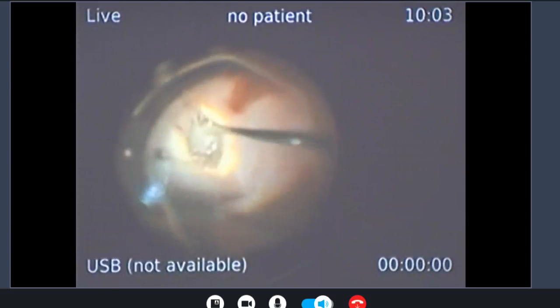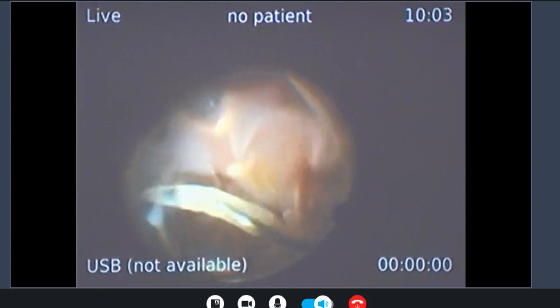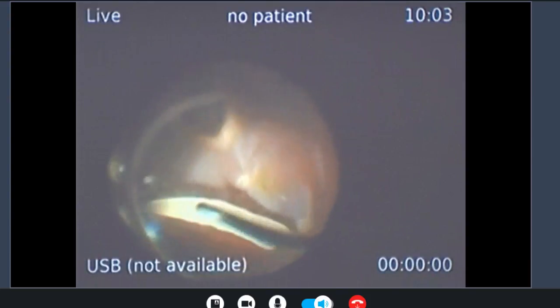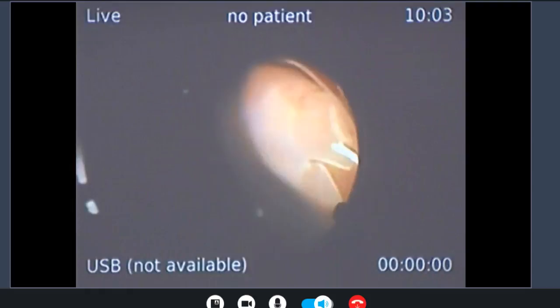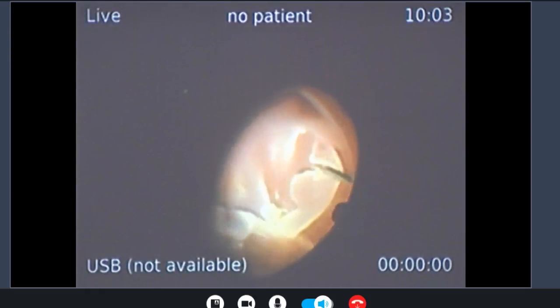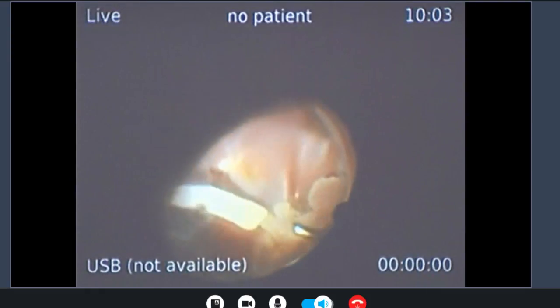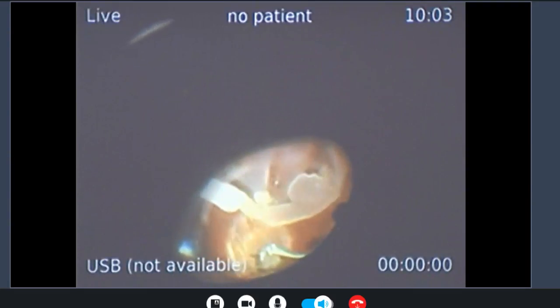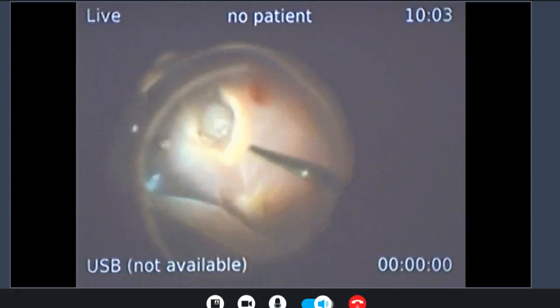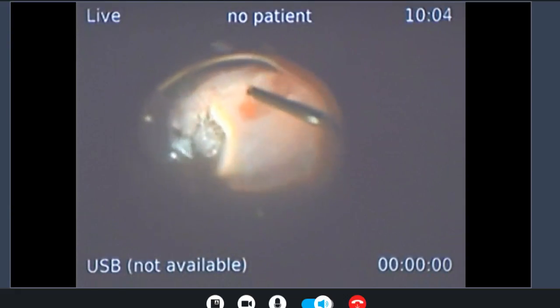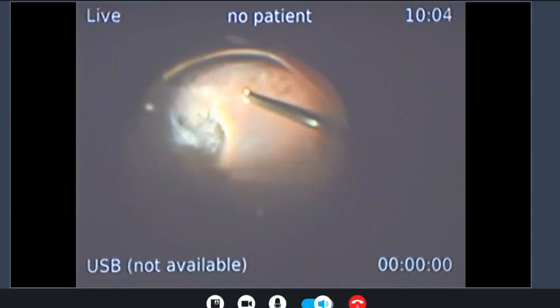So when I enter the eye, I found this more complicated case, giant tear with PVR. Also, you can see two toxoplasma scars, inferior and superior, here. How do I manage this? Okay, we need to be patient and remove the vitreous hemorrhage.